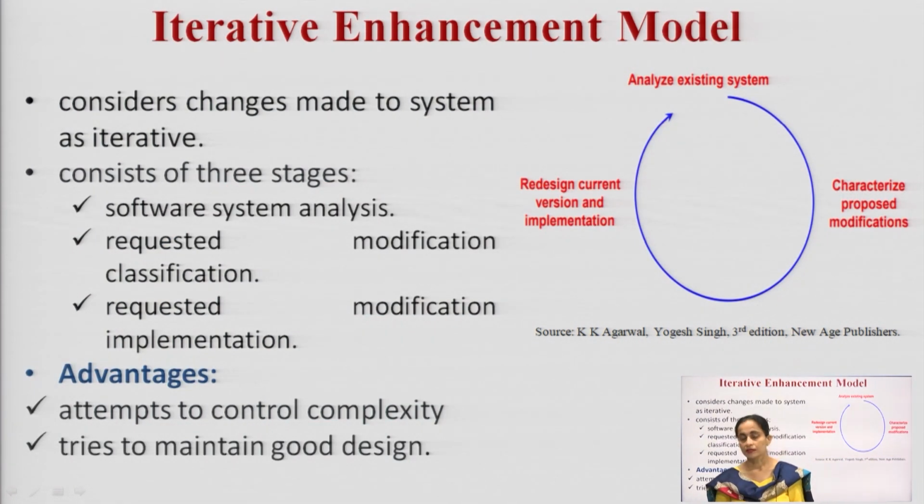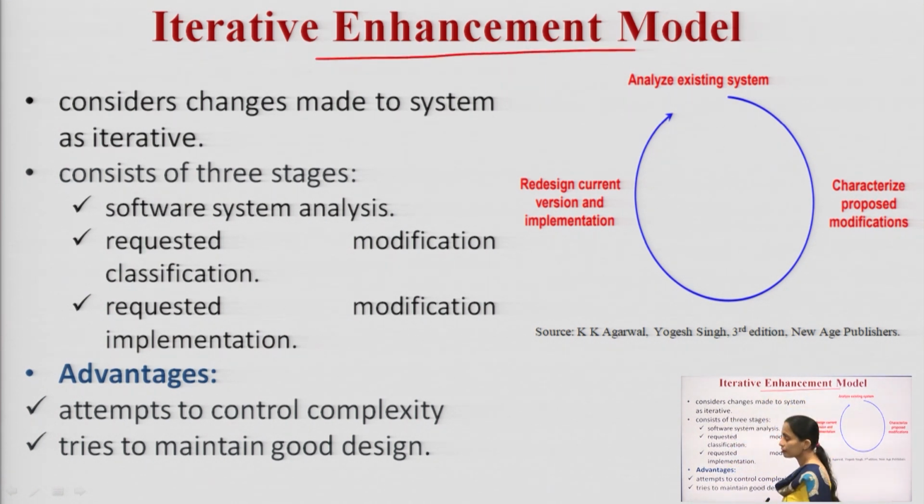Then the second model is the iterative enhancement model. The iterative enhancement model says that we should consider the changes being made to the system in an iterative manner. So, this model comprises 3 stages. The first one is the software system analysis phase. We have to analyze our existing software system.